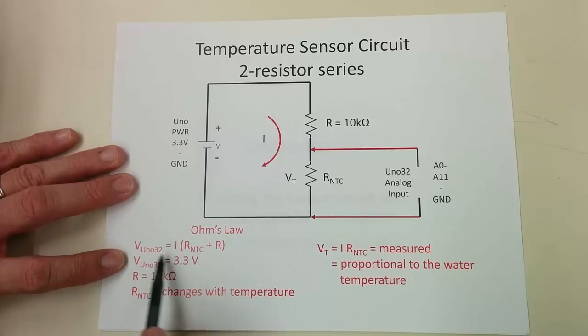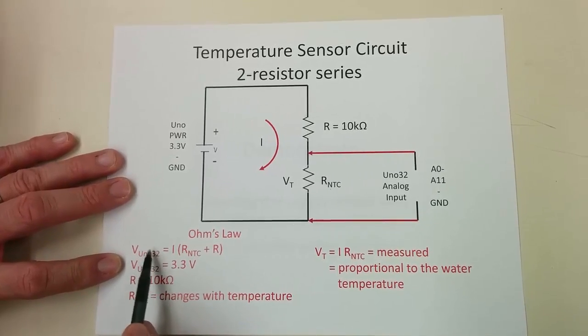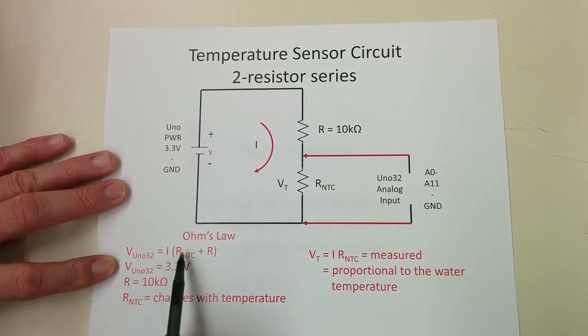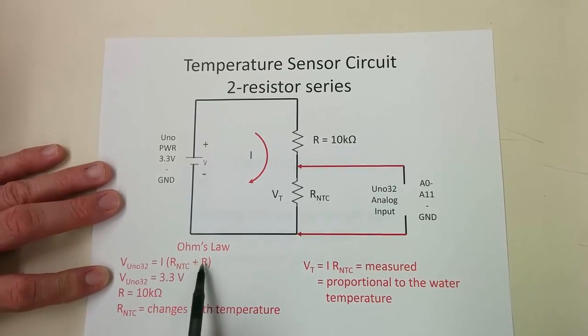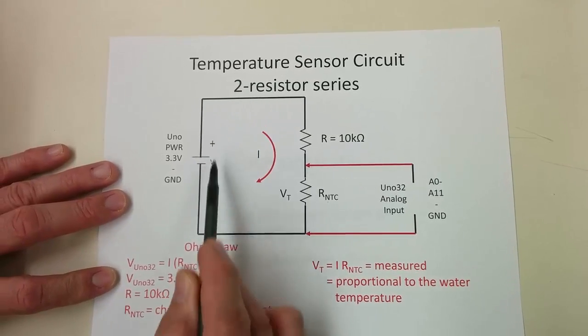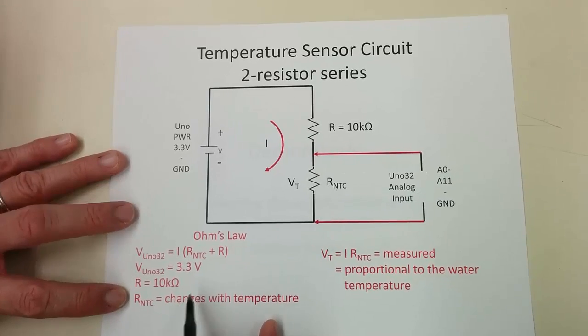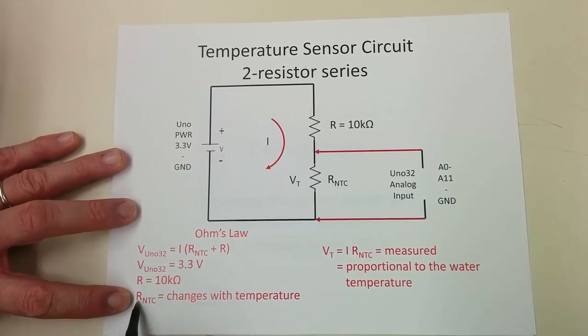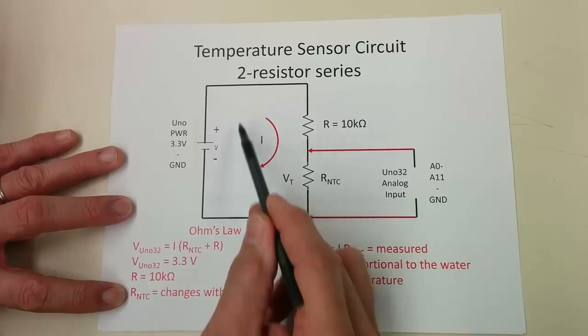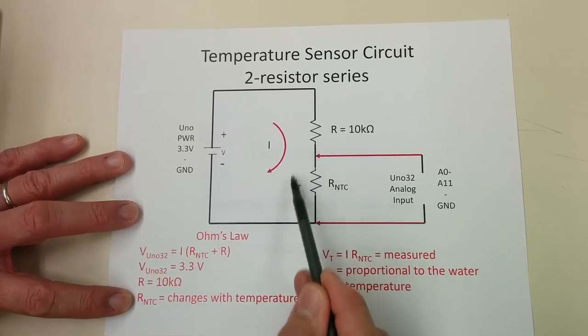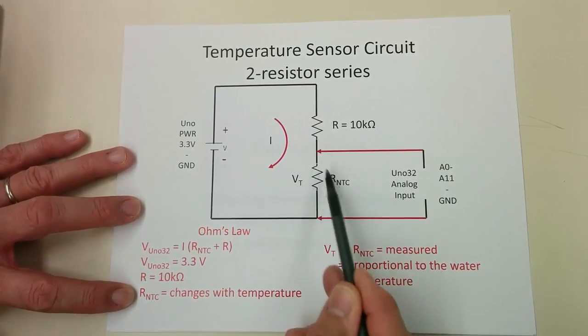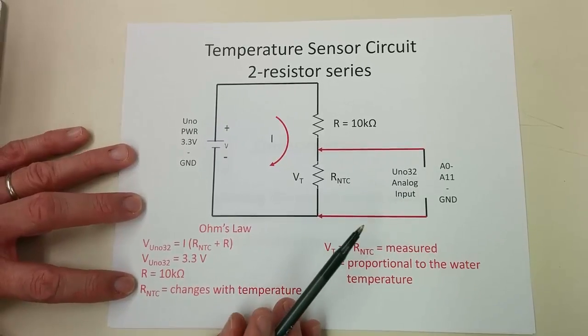So just to revisit, it's another application of Ohm's law where the UNO voltage is equal to the two resistances added up times the current going through the loop. So the resistance will change with temperature, so in that case the total current will change, and when the current changes, the voltage through this changes, and that's what we'll be monitoring with this.